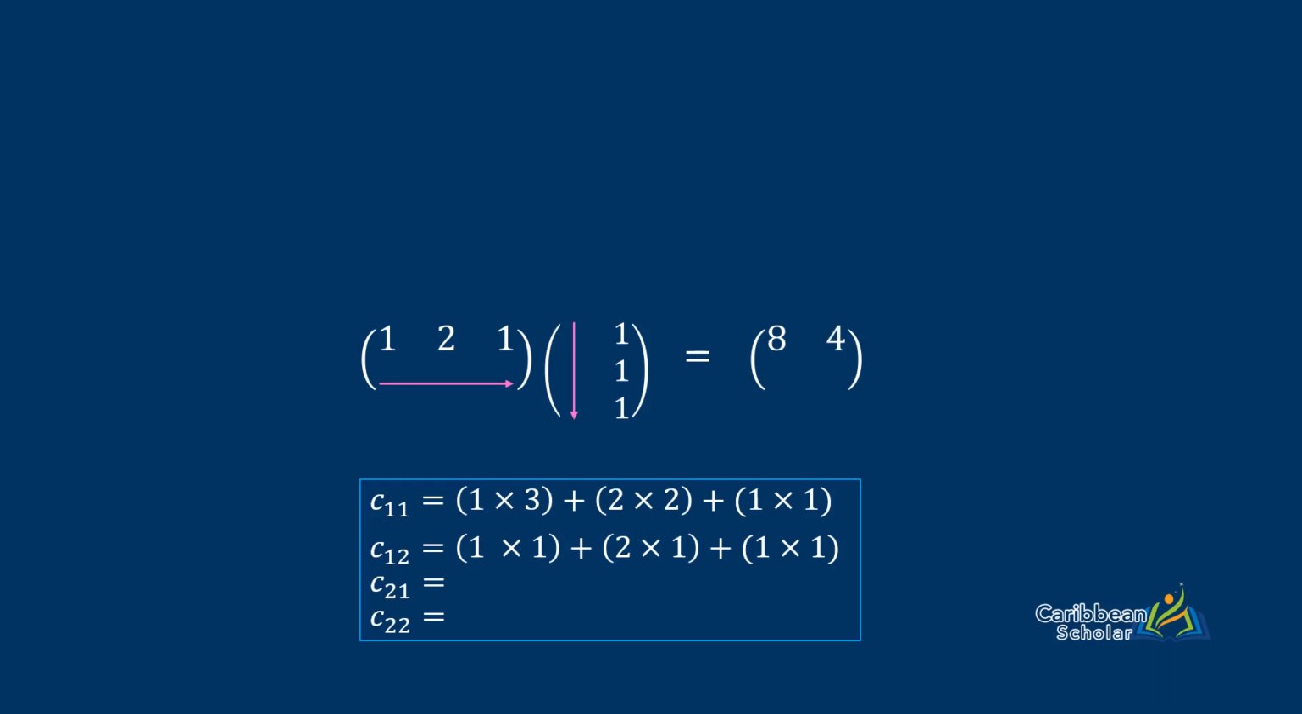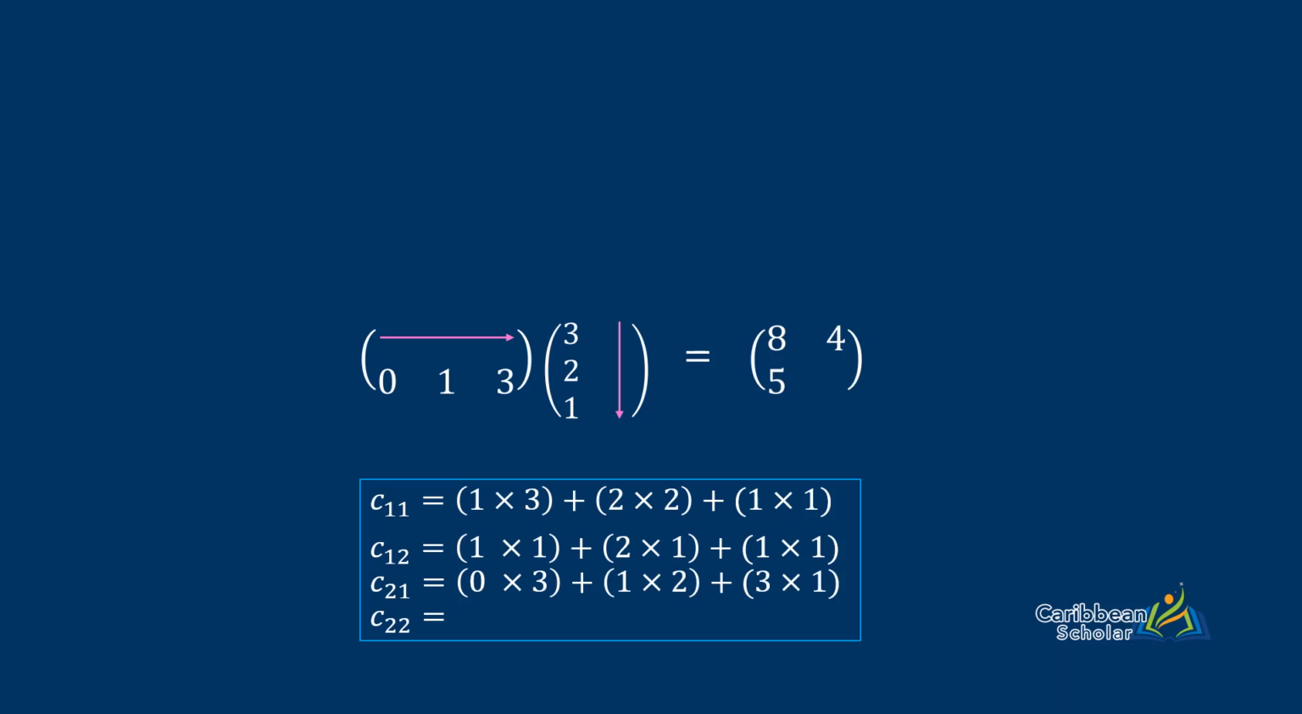Now to get C21, we need the second row of A times the first column of B. So we get 0 times 3 plus 1 times 2 plus 3 times 1. And that gives us 5.